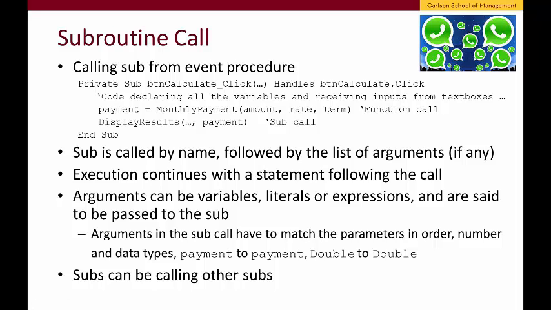We call the procedure in similar fashion as we do a function, by inserting the sub name followed by the list of arguments, which will be all the variables needed for the lstPayment list box. Again, the variables are set to be passed to the sub. They have to match in order, number, and data type.